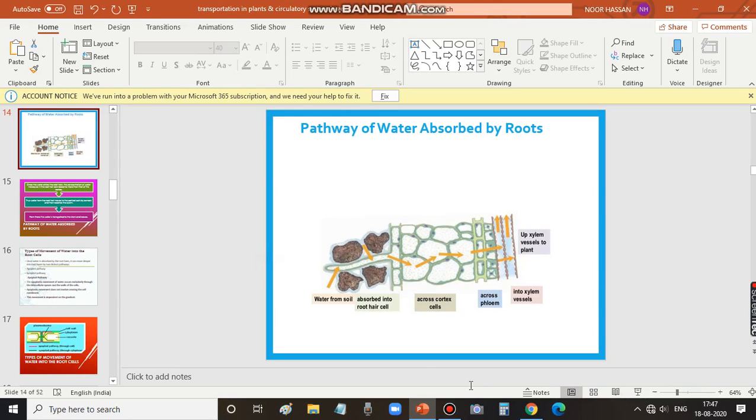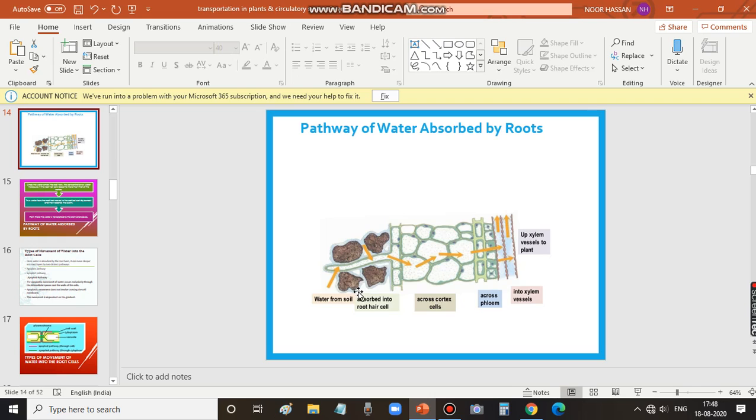What we discussed in the earlier class, and this diagram, shows how water is absorbed by roots. This is what I discussed in the last class. These are the root hairs. So water from the soil is absorbed by the root hair, and it enters into the cortex region. This is the cortex region. So water moves across the cortex cells, then across the phloem, then it reaches the xylem. From the xylem it goes up. Okay, upward movement of the water through the xylem.